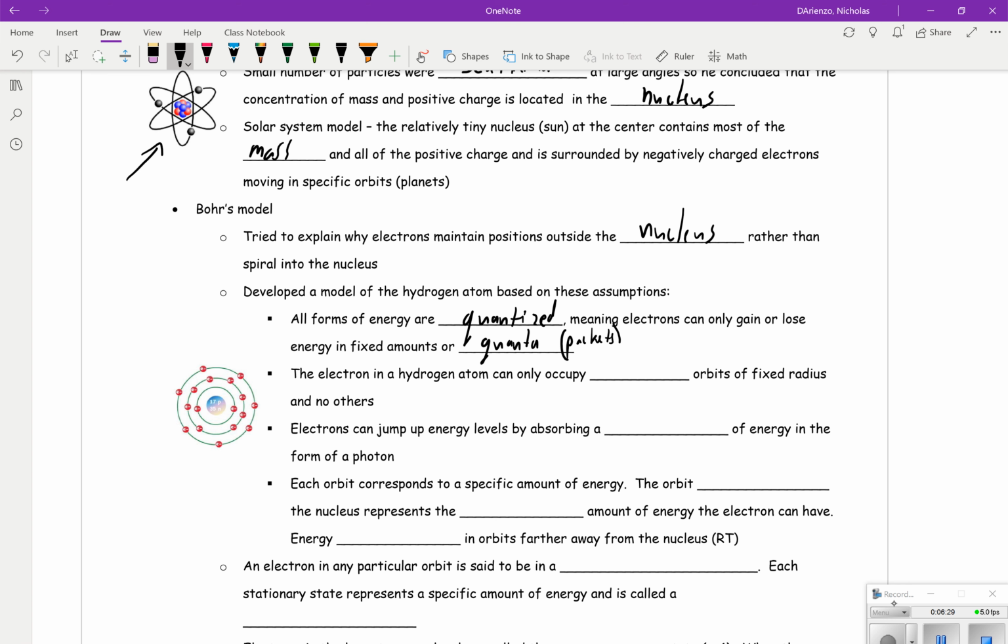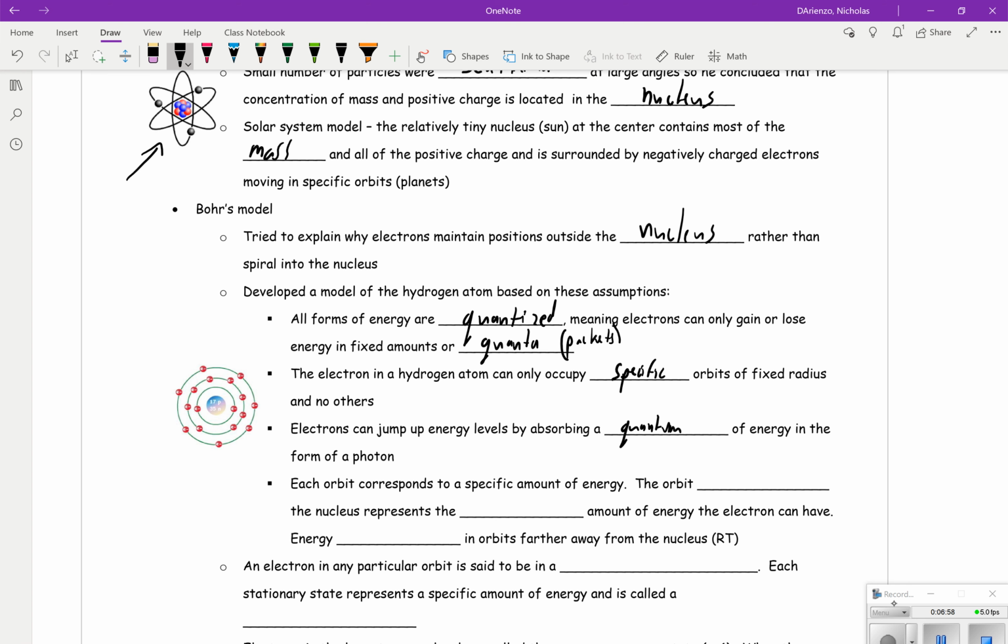So the electron in the hydrogen atom can only occupy specific orbits. It can't just go wherever it wants. So it's going to occupy a specific orbit of fixed radius and no others. Electrons can move or jump up energy levels by absorbing a specific quantum of energy, which would have to come in the form of a photon.